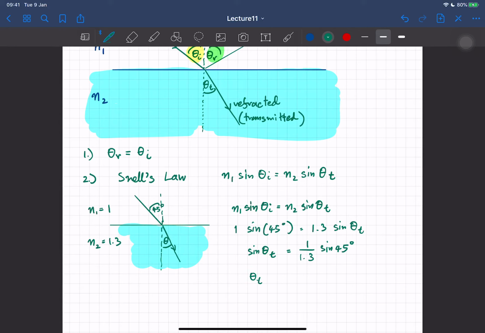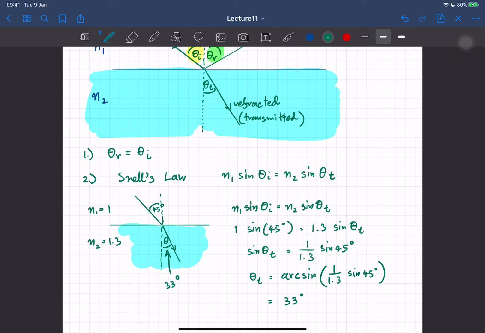And this is where you need your calculator. So you need to do the inverse sine. So it's the arc sine of 1 over 1.3 times sine of 45 degrees. Right. So if you do the calculation, make sure that you understand what unit of angle is set in your calculator, otherwise you will get confused. Right. Make sure that you understand everything. So I get theta t about 33 degrees. So that means this angle here is 33 degrees.